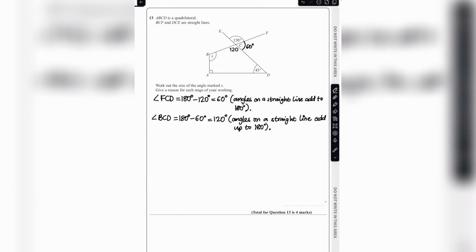And finally, to determine the size of angle X, we can add all the angles in quadrilateral ABCD and subtract this from 360 because angles in a quadrilateral add up to 360 degrees. So X equals 360 degrees minus 90 degrees minus 45 degrees minus 120 degrees, and that equals a value of 105 degrees. So the final answer is 105 degrees.